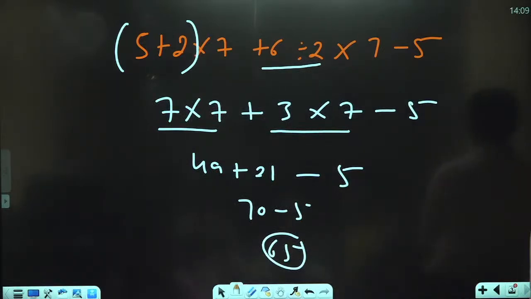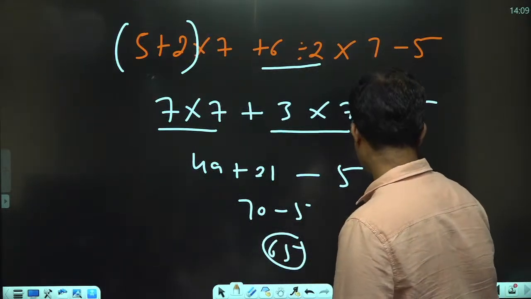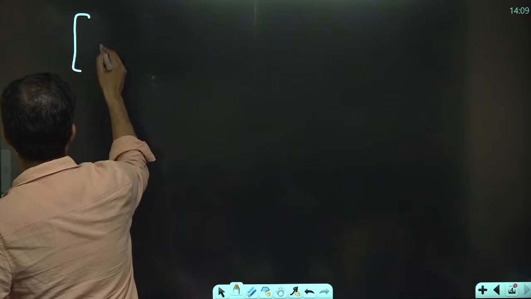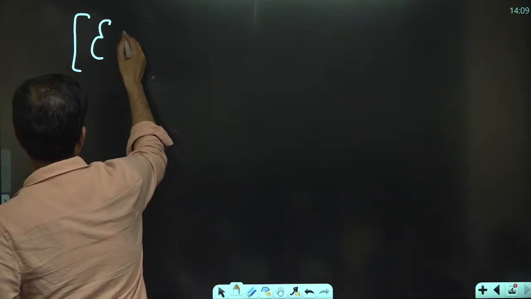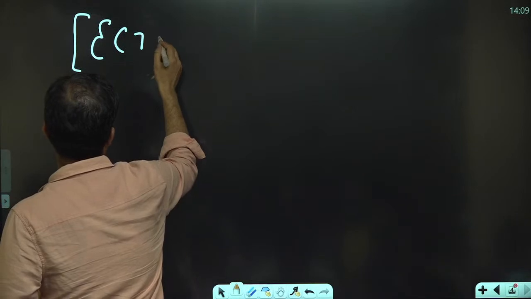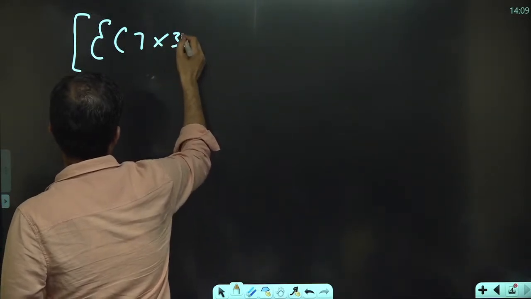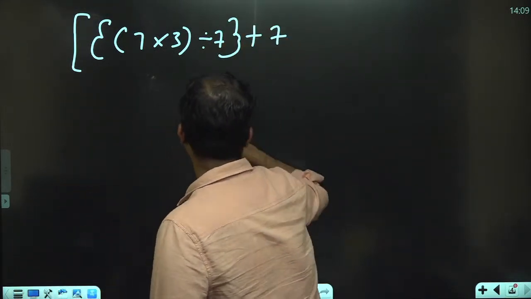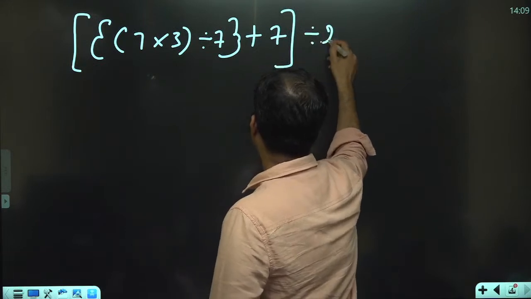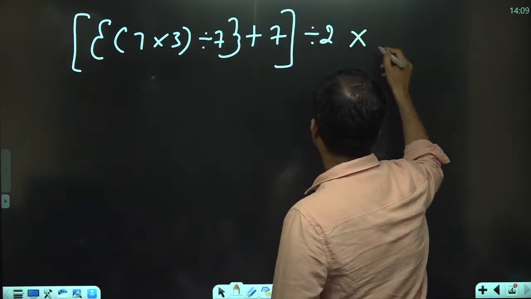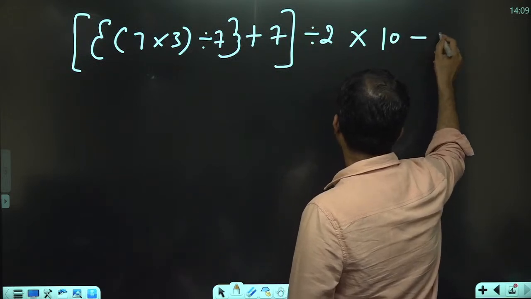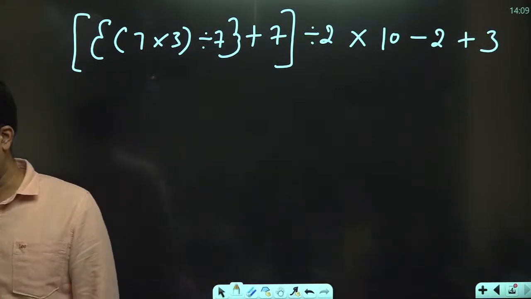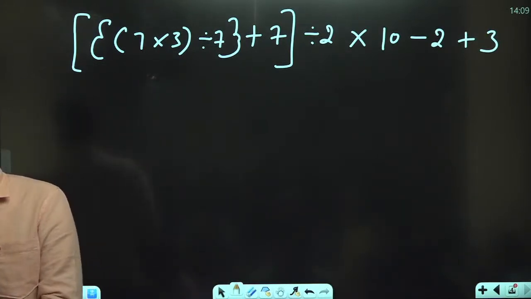I will ask you two more calculations so that you will be comfortable in this BODMAS rule. First let me write: square bracket start, curly bracket start, small bracket start. 7 multiplied by 3 divided by 7 plus 7 divided by 2 multiply with 10 minus 2 plus 3. Take your time, just try to solve this.